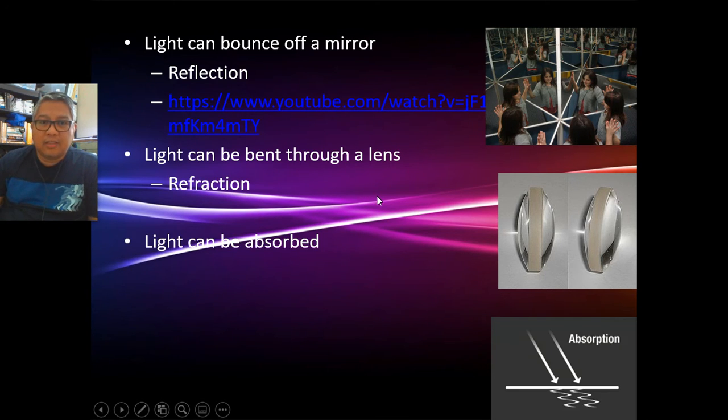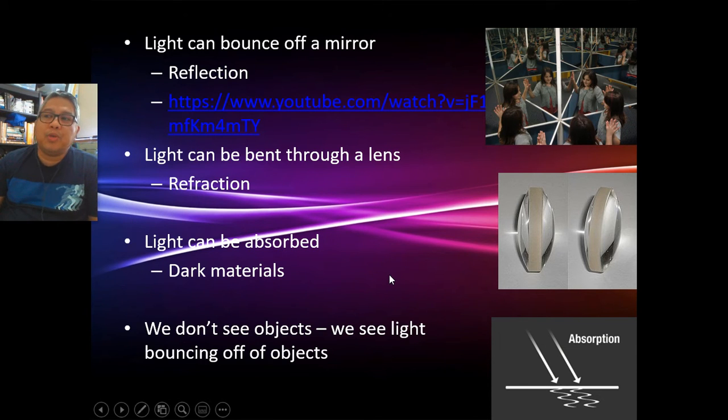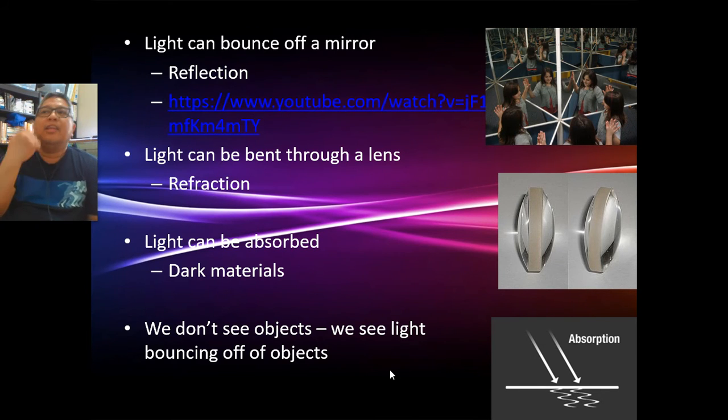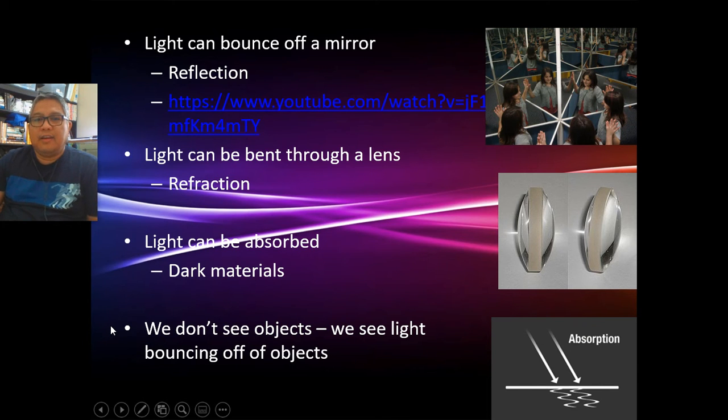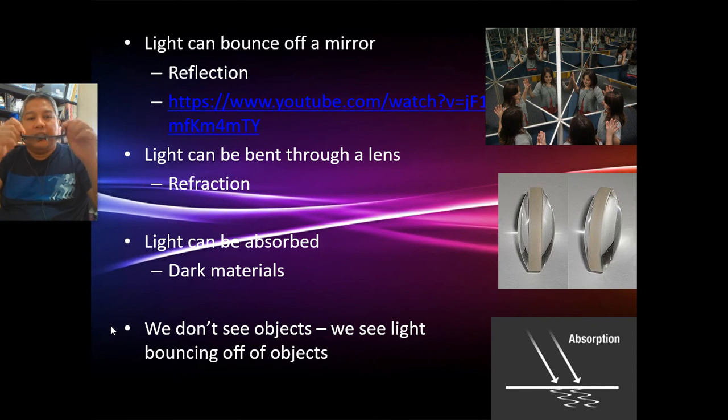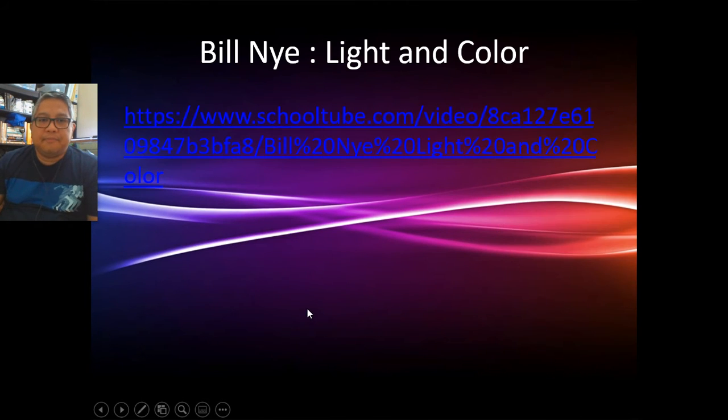Light can be absorbed by dark materials, and that's why when you're wearing a black shirt, it feels warmer compared to wearing white. We don't see objects; we see light bouncing off objects. The light that comes from that object and the color that it reflects will be the things that we see. Using these glasses, when light passes through, it bends, or it is refracted, which makes the object bigger or smaller depending on what the need is.